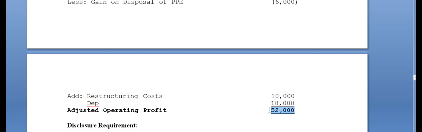Now, restructuring costs, why are we adding it back? The reason is simple. You said you want to restructure. You have not restructured.